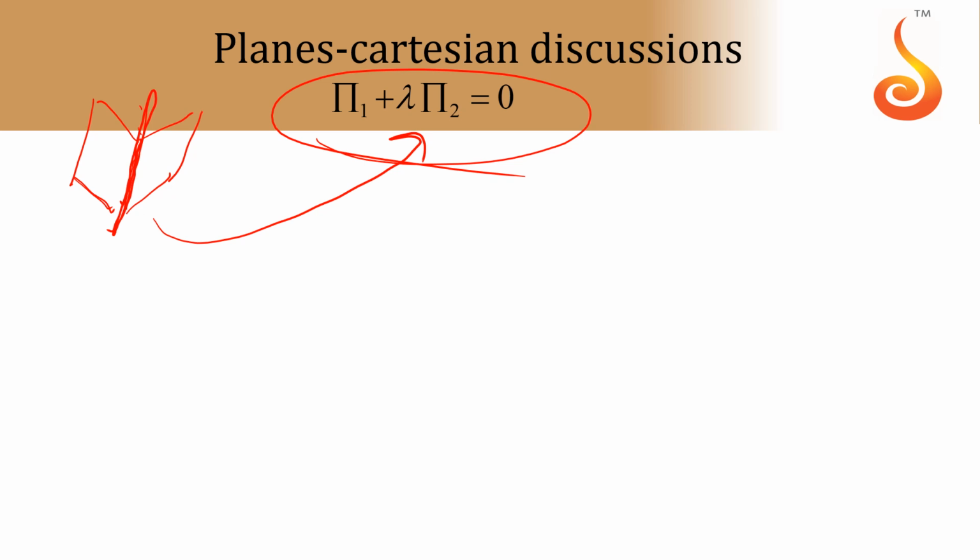The different planes passing through this line of intersection we can get by lambda values. To get the lambda value, the problem giver will give some information. You should observe the information carefully, apply it, get the lambda value, and substitute back in the equation. You will get the required plane equations.